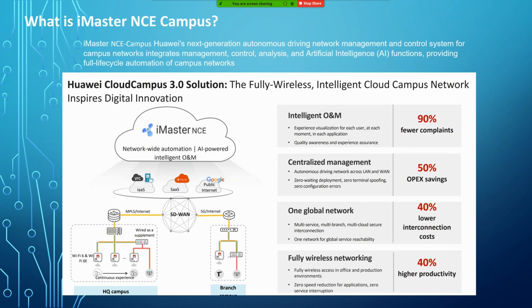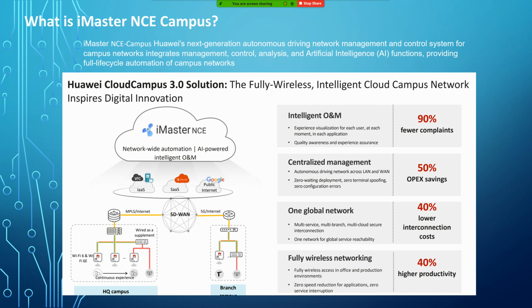I have just put this slide for introduction. I think all of us know about NCE Campus. Huawei Cloud Campus 3 solution is a fully wireless intelligent cloud campus network. In this new era, we need something that has the power of network-wide automation and AI, with intelligent O&M, centralized management, and one global network. We can create multiple tenants and multiple sites, have one dashboard, and manage all the devices, and the iMaster can work as a controller as well.